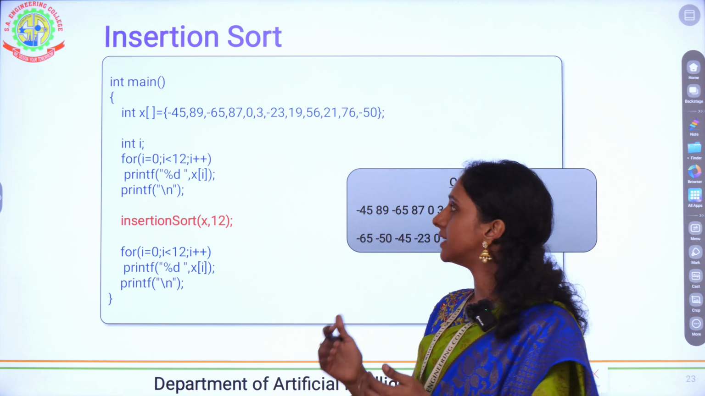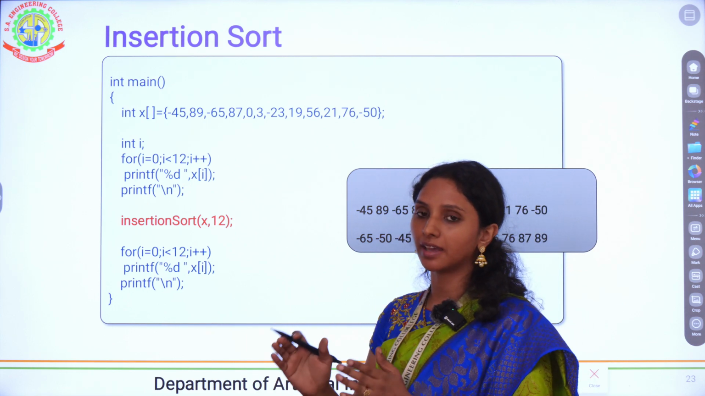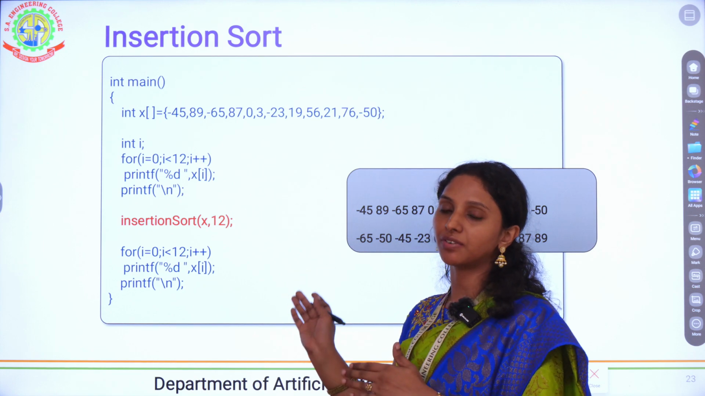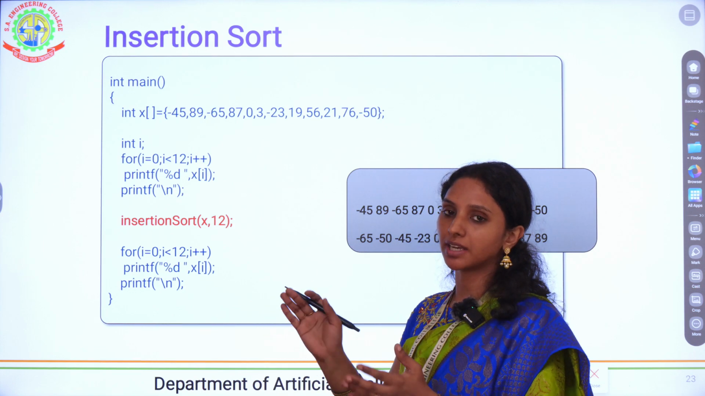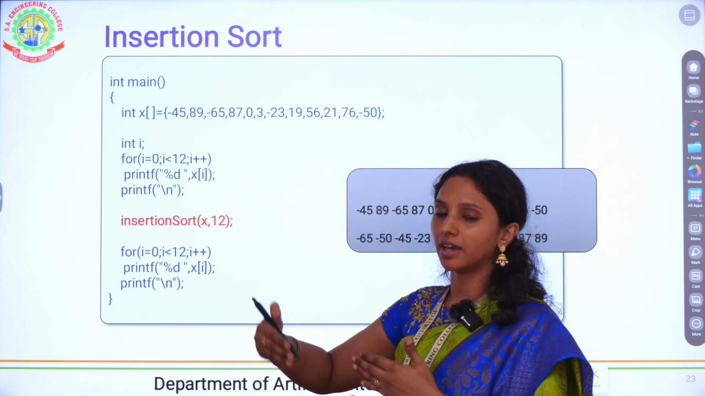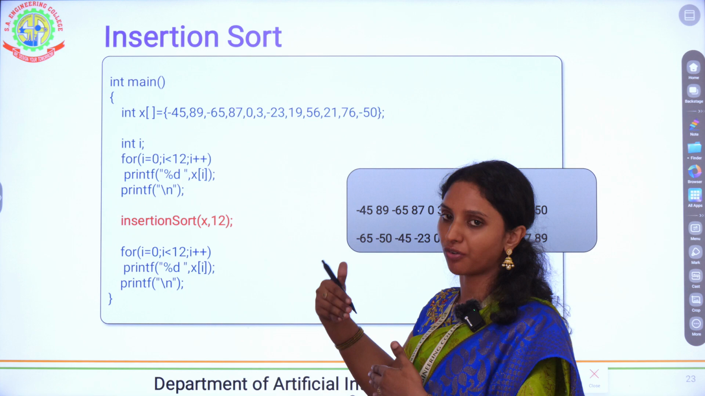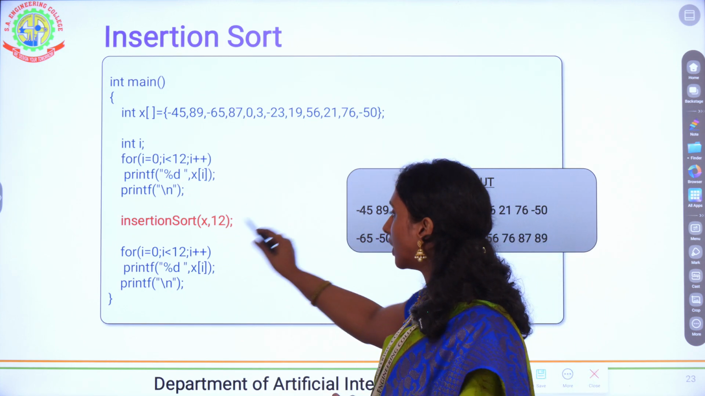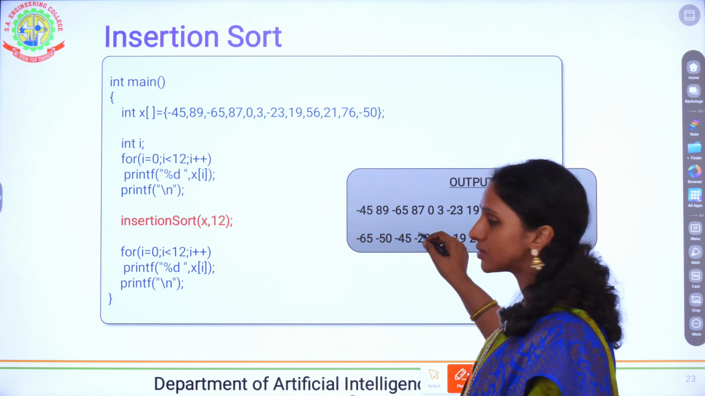That means it is creating a space: from the last, the elements are moving backward, and in the sorted list the elements are moving forward. So after this insertion sort, we can get the sorted list.